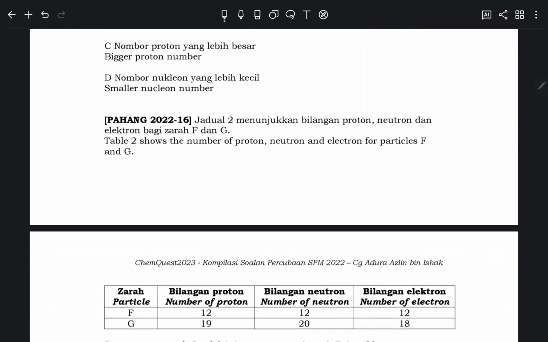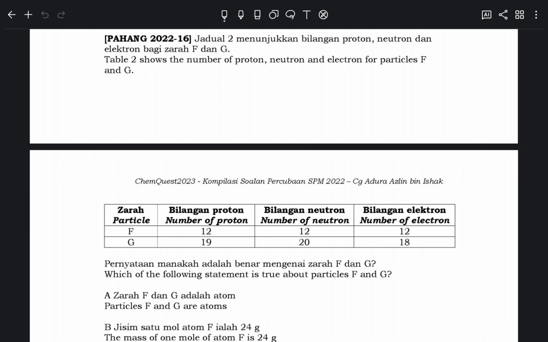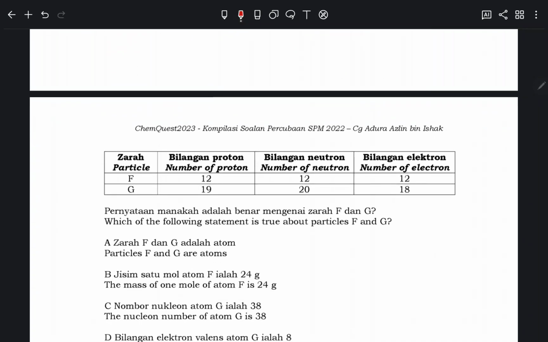Alright. Okay, then next question. Table 2 shows the number of protons, neutrons and electrons of particles F and G. Okay, so F has 12 protons, 12 neutrons and 12 electrons. G has 19 protons, 20 neutrons and 18 electrons.